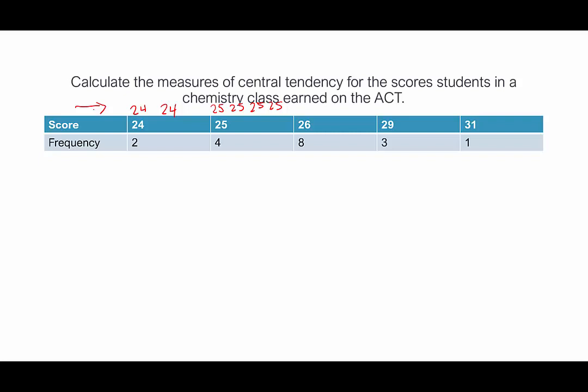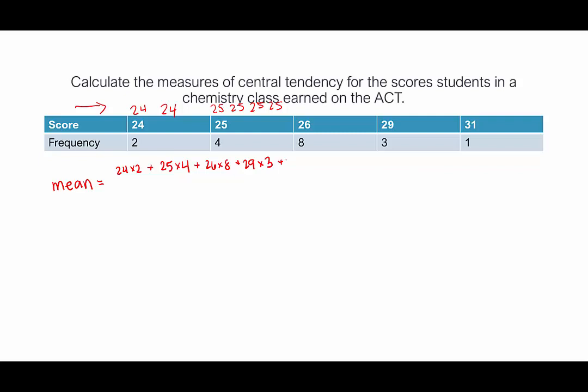So to calculate the mean, what we need to do is add up all of the values. In your calculator, you can do 24 plus 24 and 4 25s, so 25 plus 25 plus 25 plus 25 and 8 26s. Or because these numbers repeat and repeated addition is multiplication, we could calculate the mean by saying it's going to be 24 2 times plus 25 4 times plus 26 8 times plus 29 3 times.